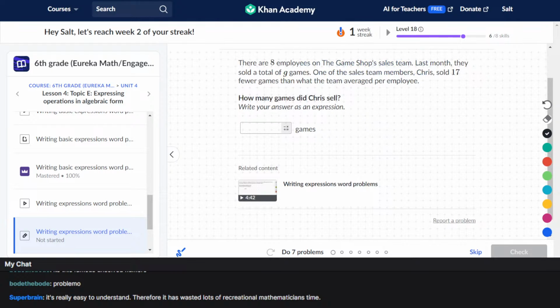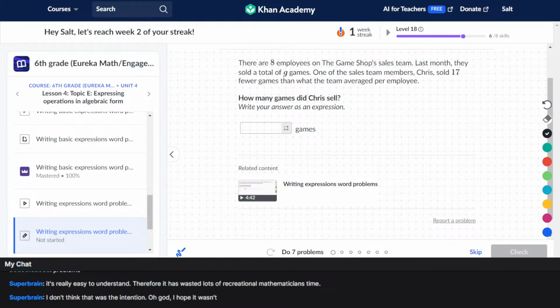It's really easy to understand. Therefore, it has wasted lots of recreational mathematicians' time. Oh, I love that. That's awesome. Well, whoever came up with the problem is awesome for wasting people's time. He's like, oh, this seems so deceptively easy. I can waste everyone's time. And even in the modern day and age, and the foreseeable future, people will continue to waste their time. That's epic. Wasted lots of recreational mathematicians' time. Damn.